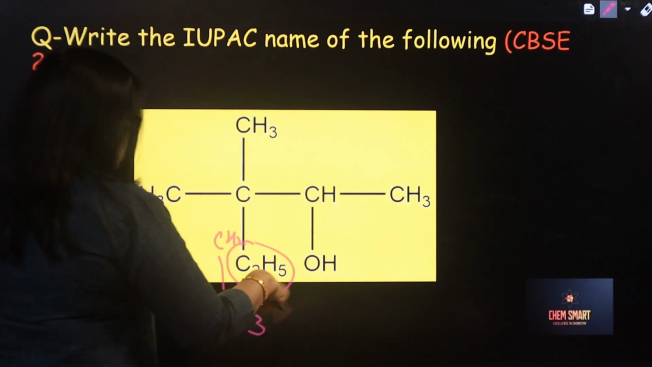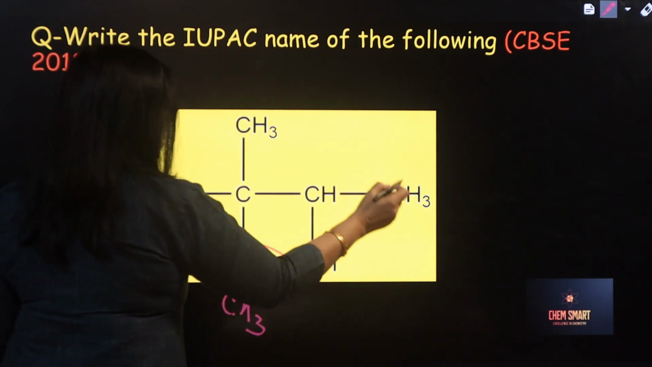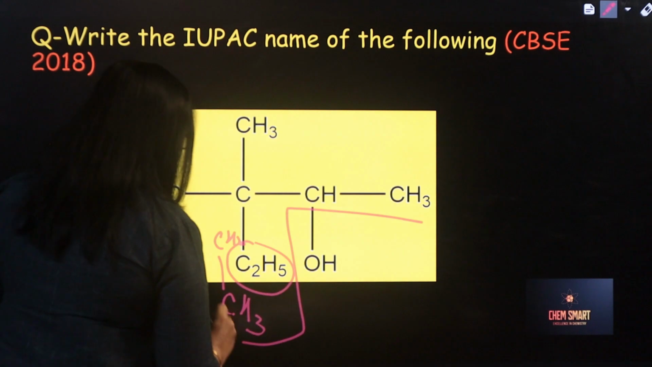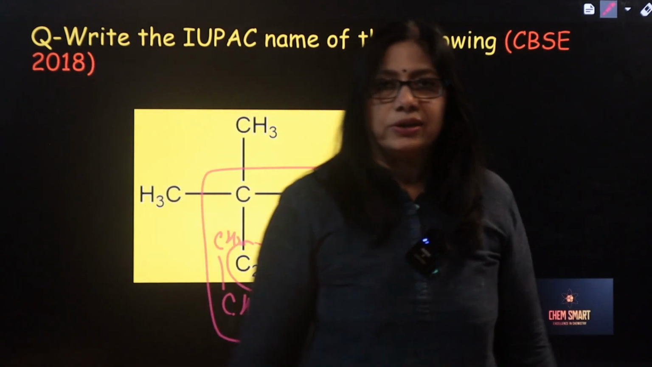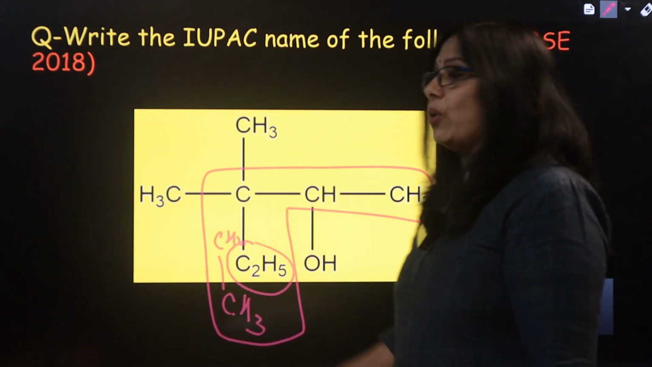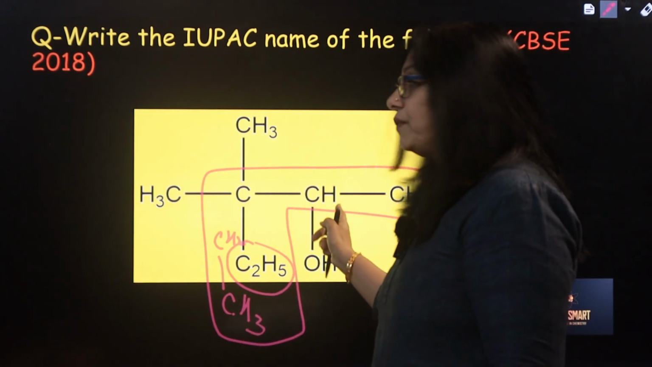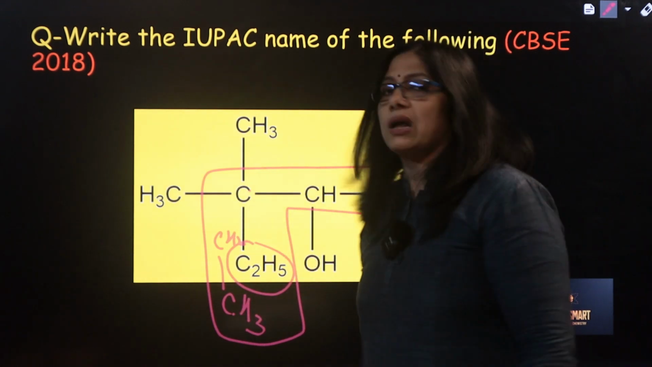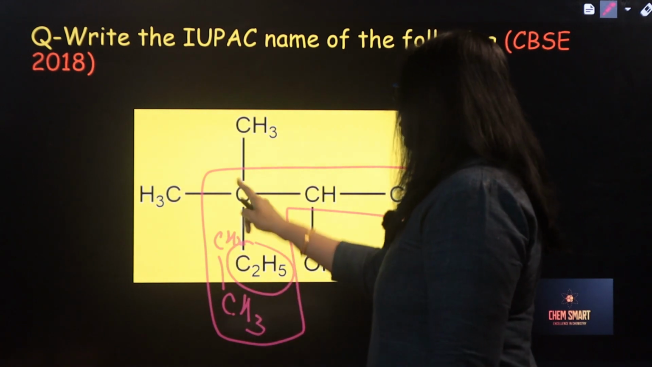If you just neglected it, 1, 2, 3, 4. 1, 2, 3, 4. But this way, 1, 2, 3, 4, 5. This is the longest chain now. That means the longest chain changed, right? When you expanded it. Now, should we number the chain from left to right or right to left? 1, 2, 3, 4. Fourth carbon is holding OH. 1, 2, 3, 4, 5.